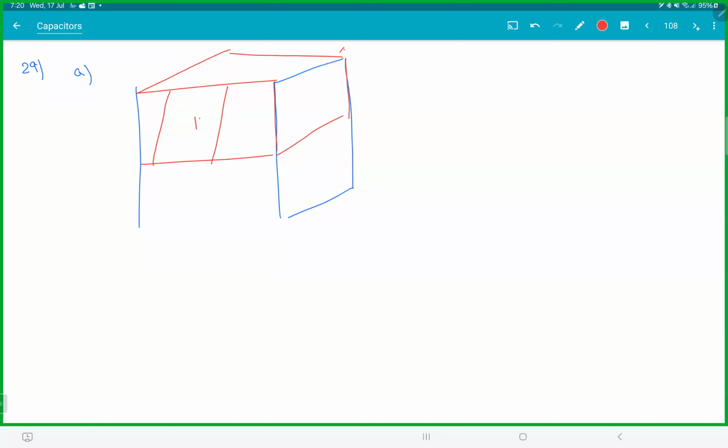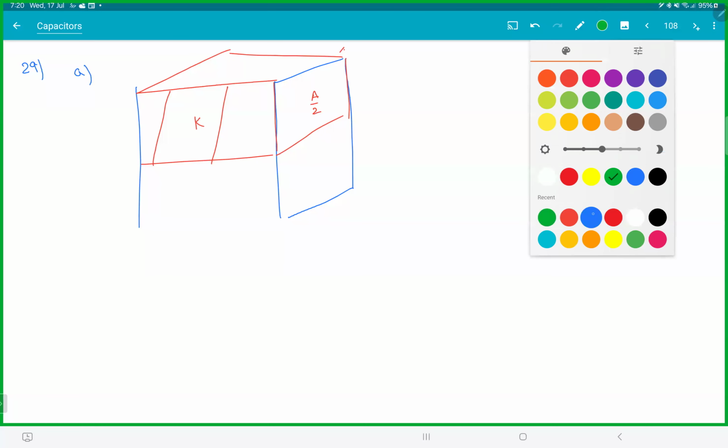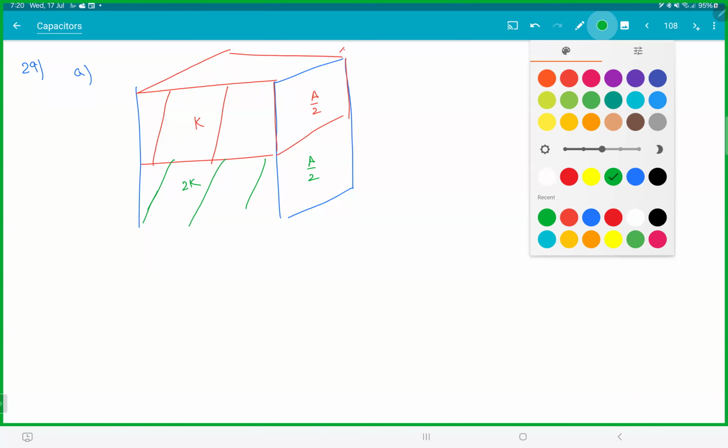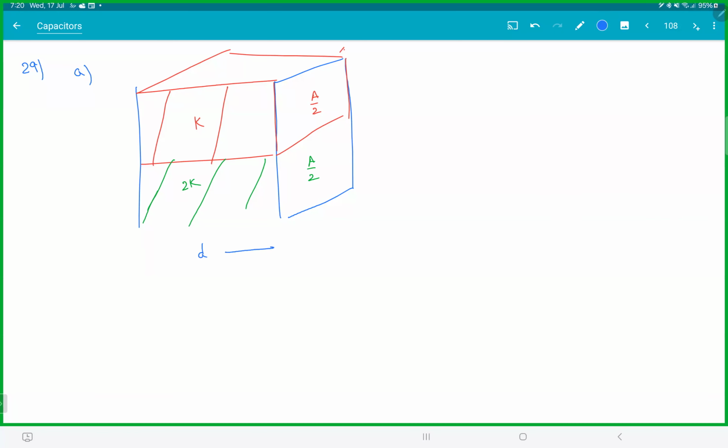So this space is filled with K. Area is A by 2. The lower one is filled with 2K. This is also A by 2. Distance between the plates is D. Find C equivalent.